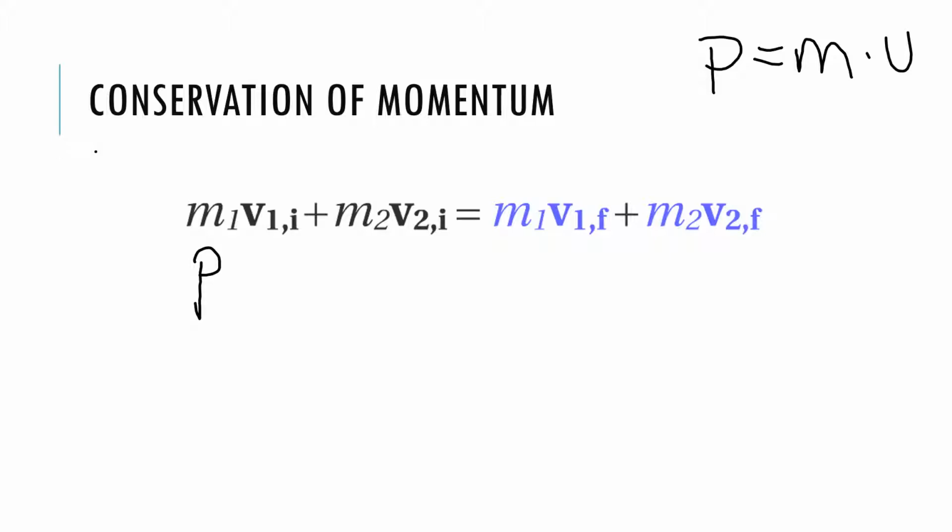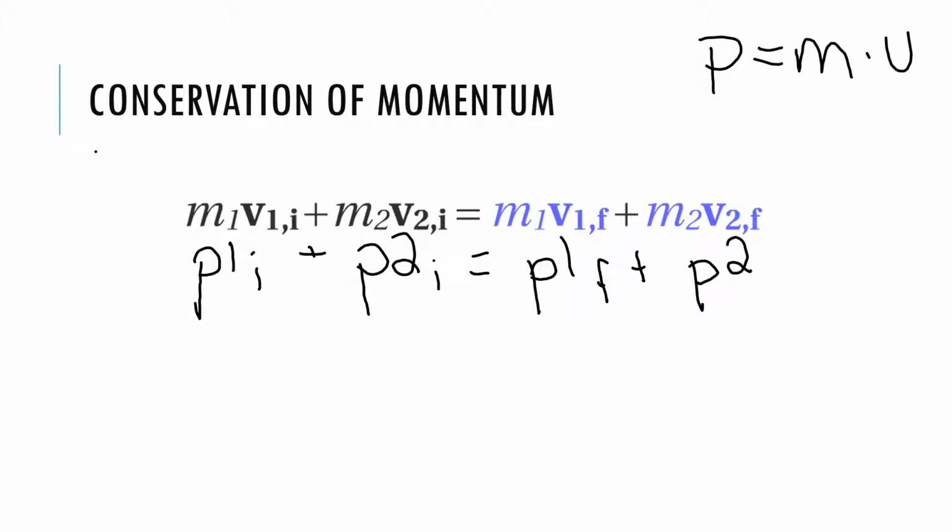So the 1 indicates that we have 2 items in a collision. We need to have at least 2 things. The 1 just means the first object. Remember when we talked about velocity earlier, we talked about initial and final velocity. That's all the I and F means. So what this equation boils down to is that the momentum of object 1 at the beginning plus the momentum of object 2 at the beginning is going to be equal to the momentum of object 1 at the end plus the momentum of object 2 at the end. That's all it boils down to.